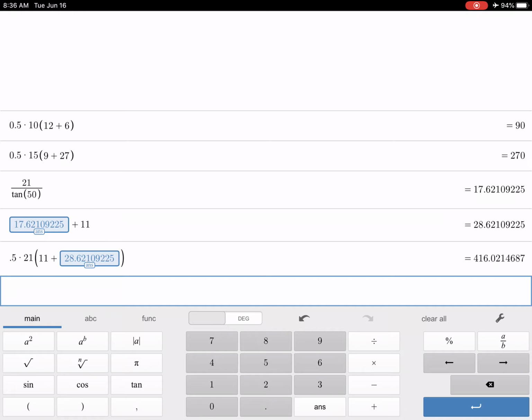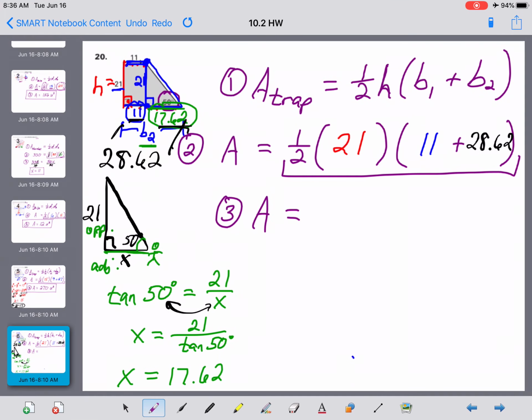The directions here don't tell you where to round, so my general preference is to go 2 decimal places. I'm going to go 416.02 for this answer right here. 416.02. No units were given, so that's square units.